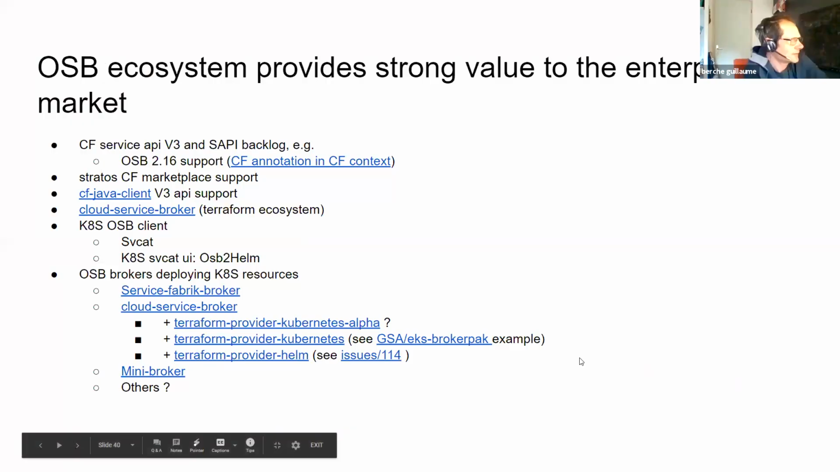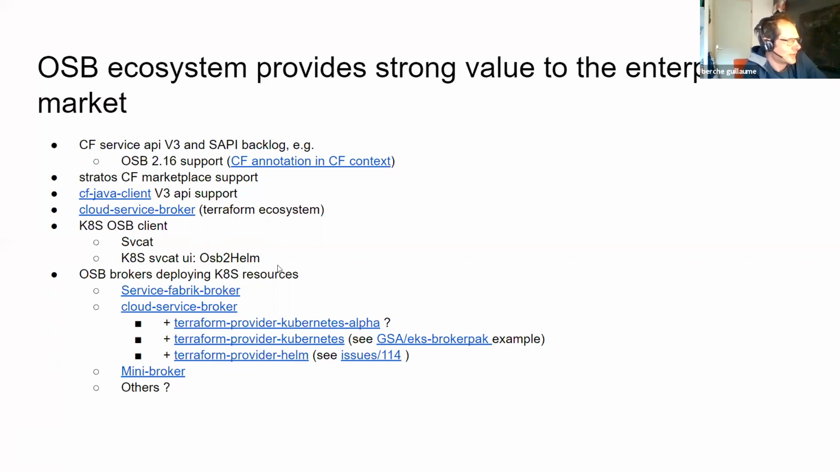This ecosystem is strong as well because of the Kubernetes client and service catalog. Maybe a UI is missing, so I'd like to get feedback on whether this Osb-to-helm POC is interesting to the community. And as well, it's strong because of the service brokers that provide a way to provision Kubernetes resources.